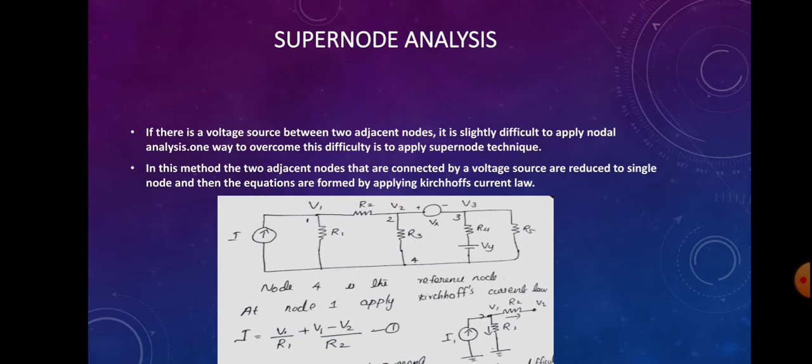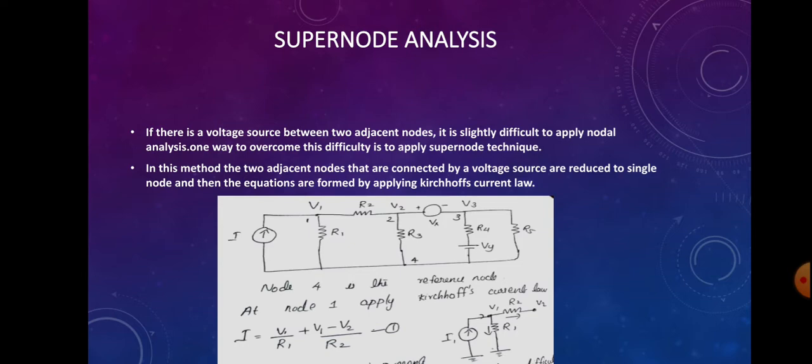In this method, the two adjacent nodes that are connected by a voltage source are reduced to a single node, and then the equations are formed by applying Kirchhoff's current law. Similar to super mesh analysis, where we neglect the branch that is connected to the current source and apply mesh analysis, in supernode analysis the two adjacent nodes connected by a voltage source are reduced to a single node, and then the equations are formed by applying Kirchhoff's current law.